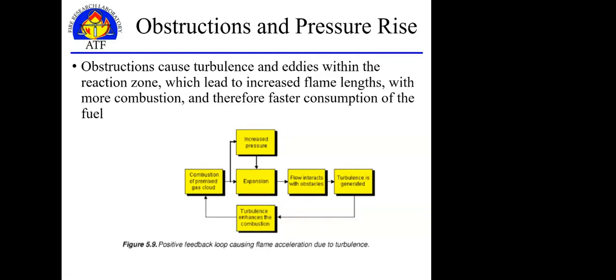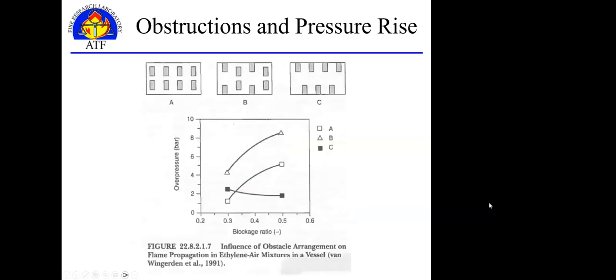So if I've got combustion in the gas cloud that expands due to the heat generated, that combustion zone is going to interact with obstacles. We generate turbulence. That turbulence creates more combustion, and then we get this nice feedback loop. There's increased pressure, which causes the expansion, and so on and so forth, to the point that things get a little crazy, let's just say.